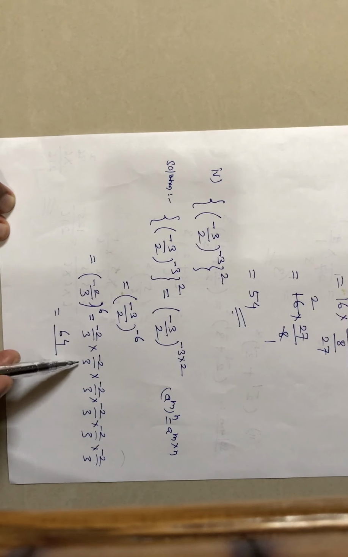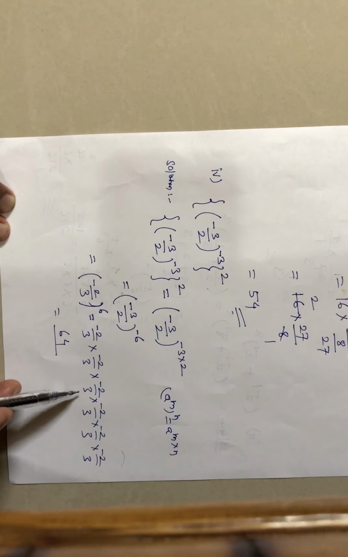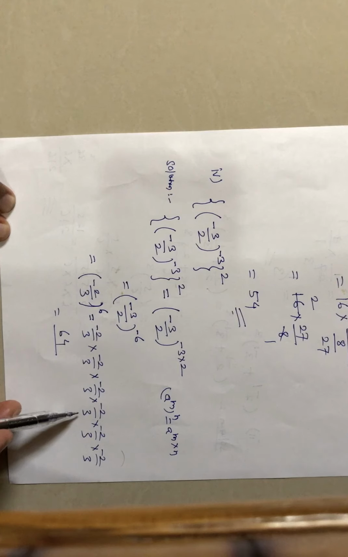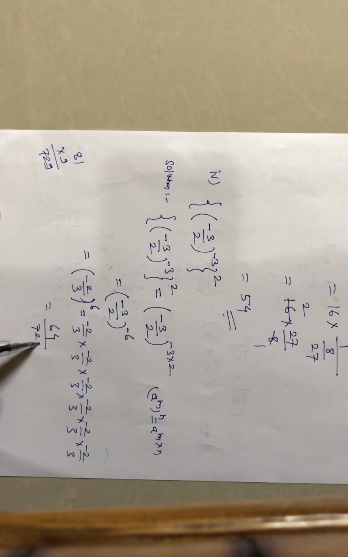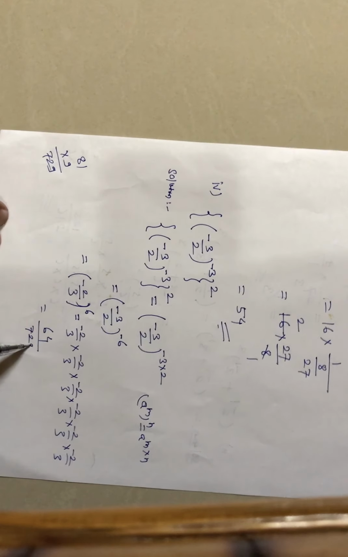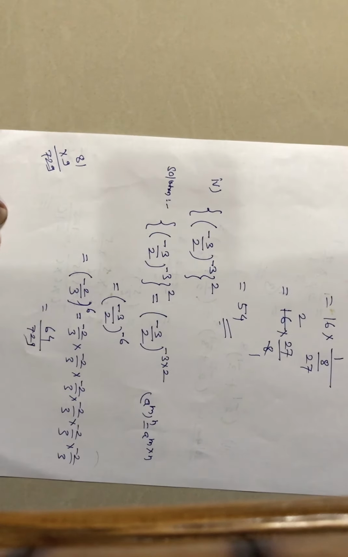then 3 threes are 9, 9 threes are 27, 27 threes are 81, and 81 multiplied with 9: 9 ones are 9, 9 eights are 72, so the denominator is 729, which is the required answer.